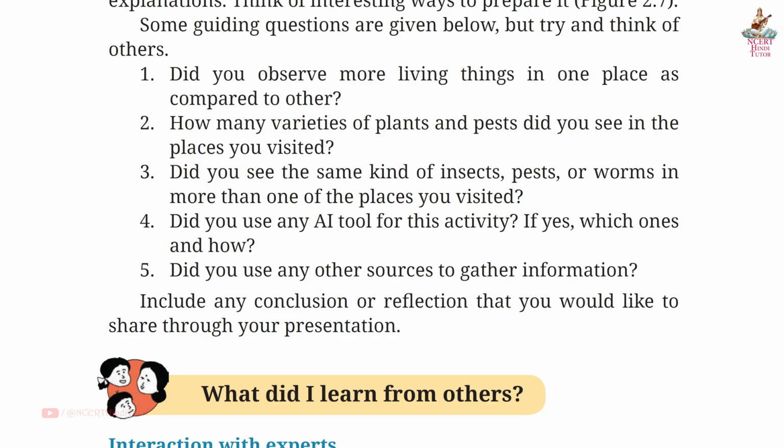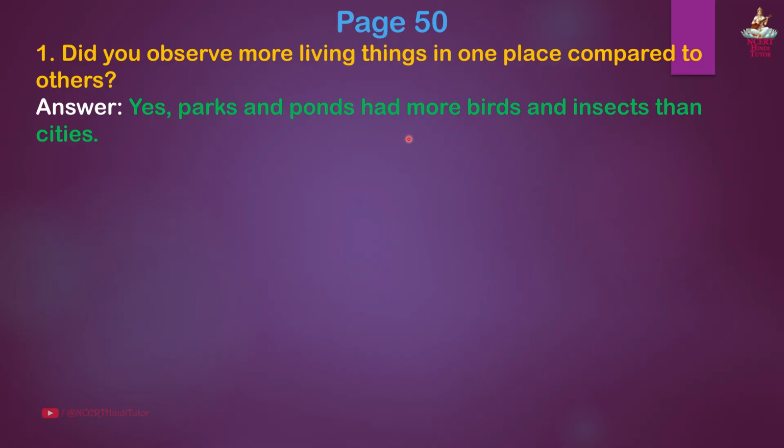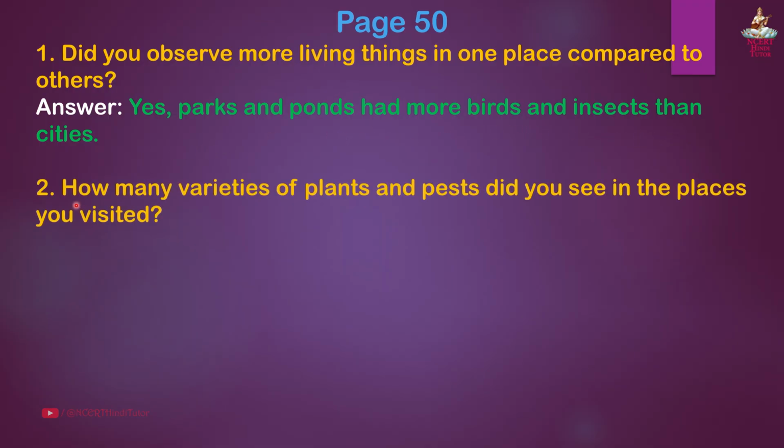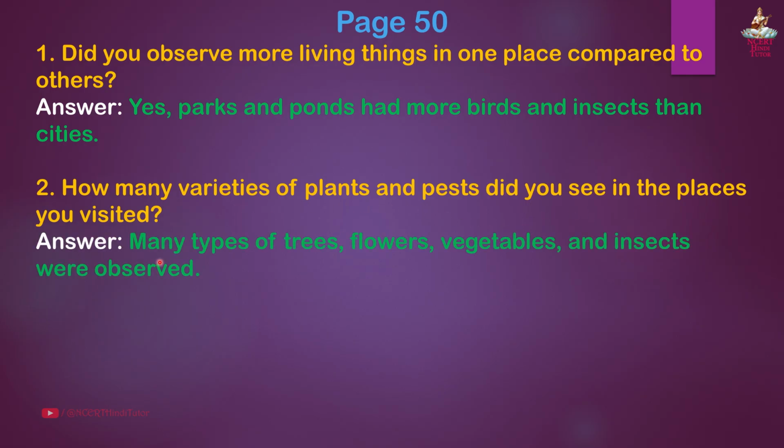Page 50. Question 1. Did you observe more living things in one place as compared to other? Answer: Yes, parks and ponds had more birds and insects than cities. Question 2. How many varieties of plants and pests did you see in the places you visited? Answer: Many types of trees, flowers, vegetables and insects were observed.